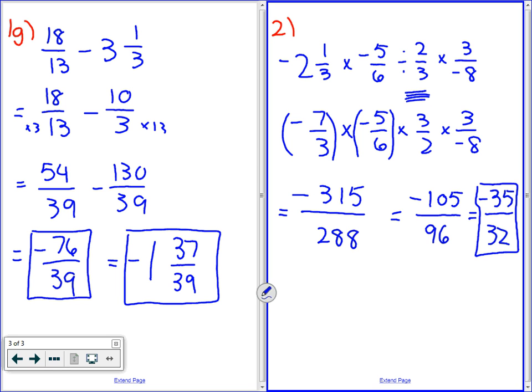Is it okay if I skip number 3? Because it's sort of like number 1G but a lot bigger. That's the only difference. And thank you, Craig, for the paper.